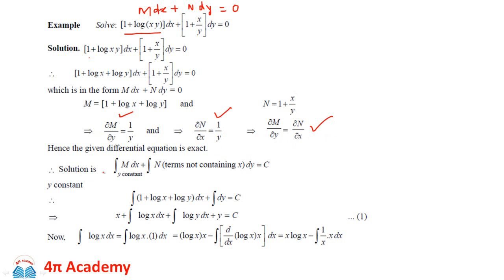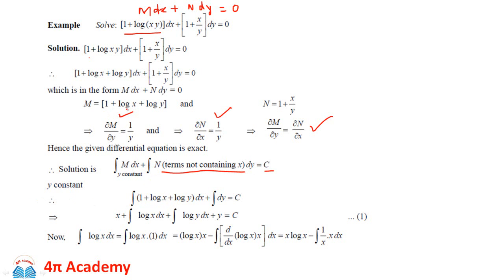Now the solution is integration of m dx by keeping y constant plus integration of n, with the terms which are not containing the x, over dy, and this should be equal to c. So that will be equal to integration of 1 plus, here let us substitute the value of m.